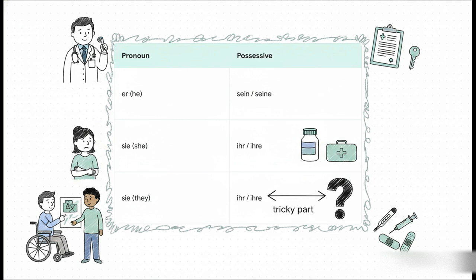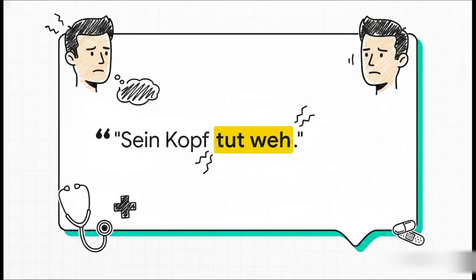Now, here's where you've got to pay attention. For they, which is also sie, the word is, you guessed it, ihr again. Yeah, so you really have to use the context of the conversation to figure out if you mean her or their. So, let's say your male friend is feeling unwell. You just say, sein Kopf tut weh. His head hurts. See? The sentence structure is identical.